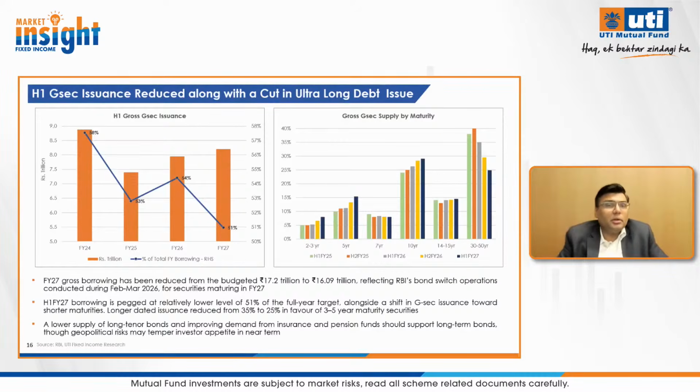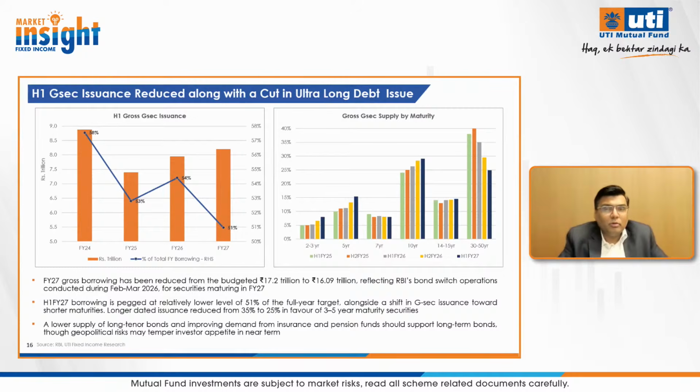They have reduced the borrowing in the first half, which reduces the supply pressure in the first half. So we think as credit growth slows down relatively, because typically the first half is a lean season, we do expect some stronger demand from the banking system for government bonds.